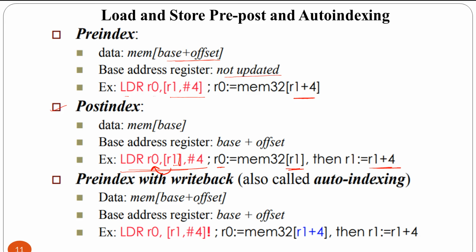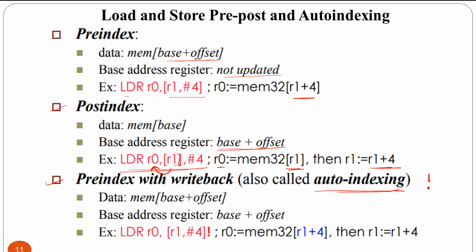Post-indexing means after loading data your base address is going to change. So the base address register becomes base plus offset. Now this is not the case with pre-indexing. Okay. Next is pre-indexing with write back. It is also called auto-indexing. Now this auto-indexing is normally done with this exclamation symbol.